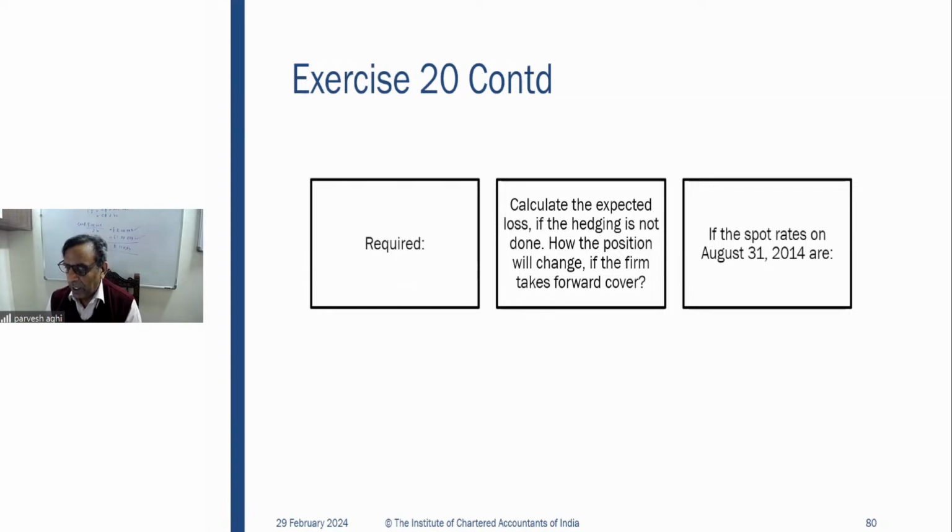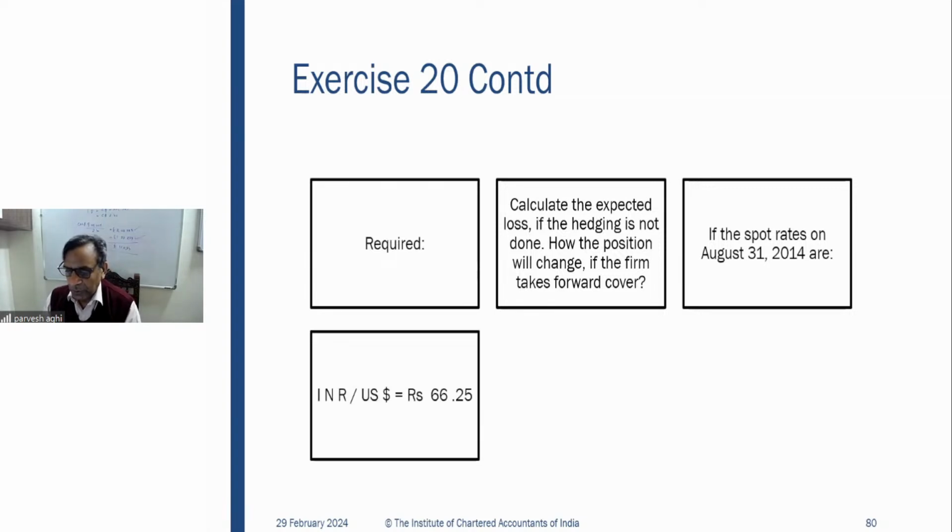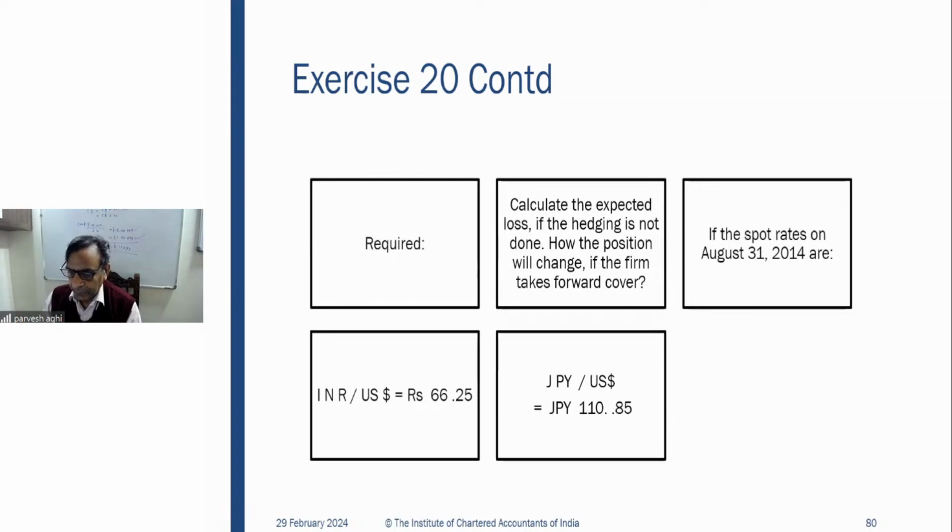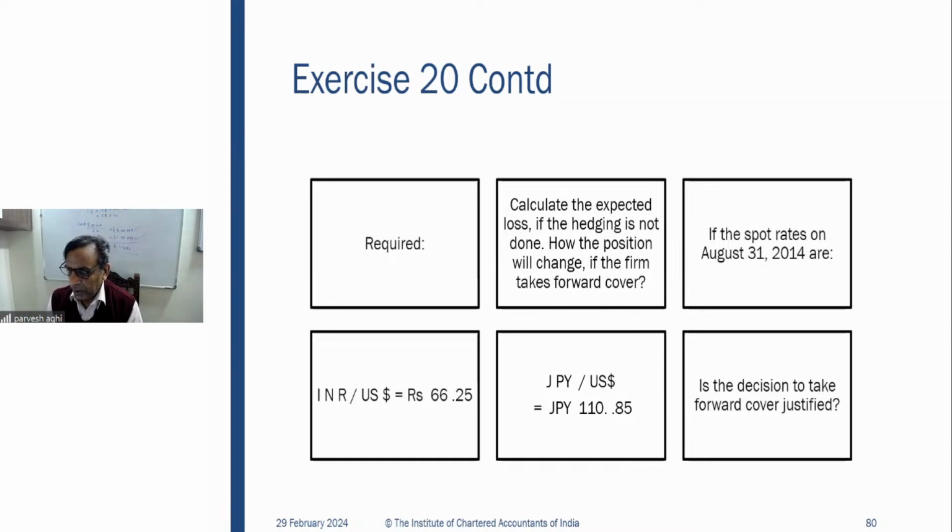If the spot rates are given to you as follows, 66, and Japanese yen this, is the decision to take forward cover justified? Now these are the spot rates on 31st August 2014. That means the spot rates which are going to be there on the 31st day when he is actually going to get his receivables.